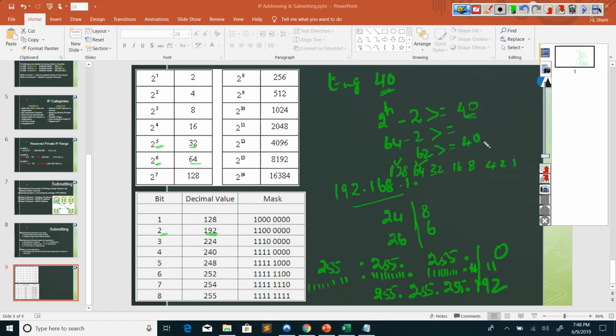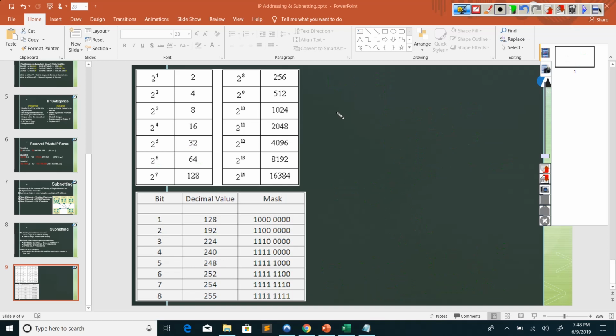Let us go further. How many networks did we get from this one larger network? We know that subnetting is dividing a large network into multiple small networks, right? So let us see that. I know that I will get 64 IPs. So my IP range starts from 192.168.1.0.